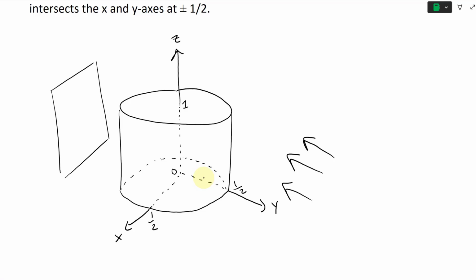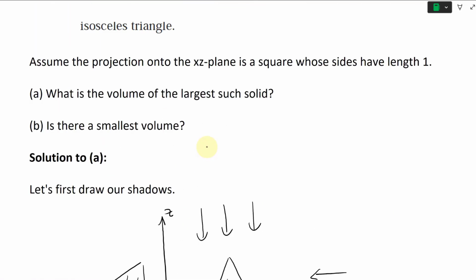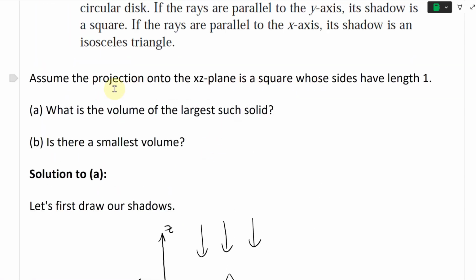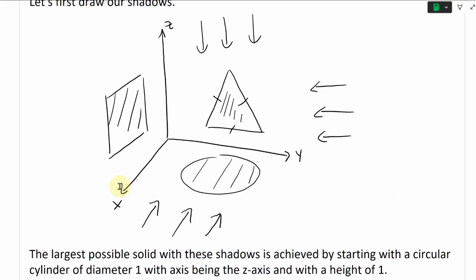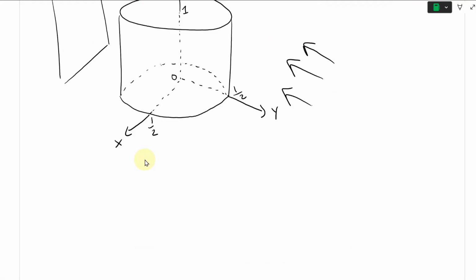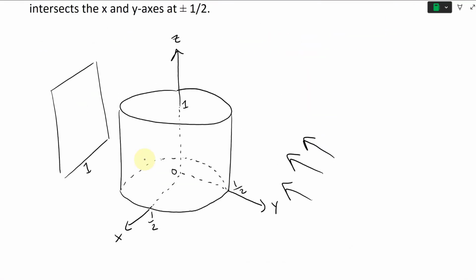Like this. So it's a square shadow of height 1, 1. So we're going to basically, the projection on the XZ plane is a square whose side lengths are 1. In other words, in the X and Z plane, you're going to get 1 right here. So this is 1, 1, 1, 1, like that.